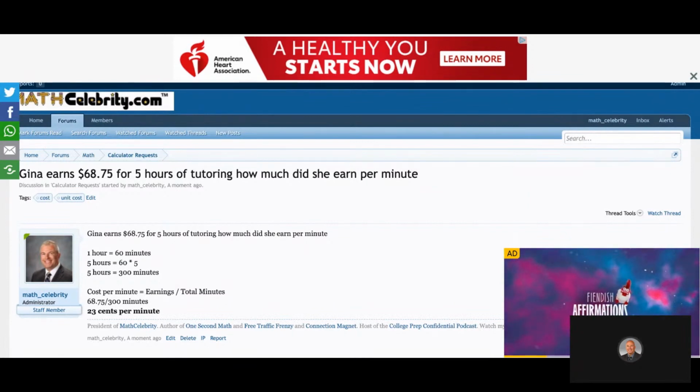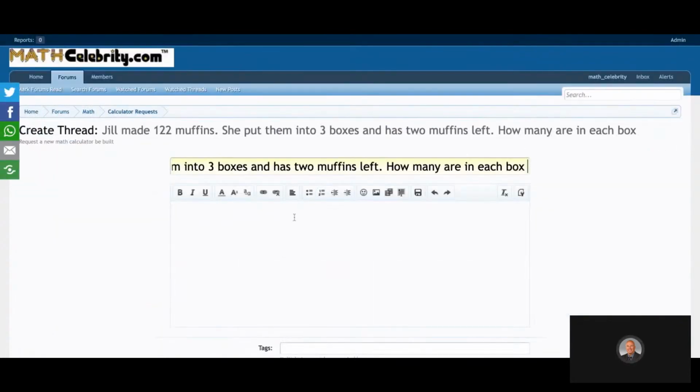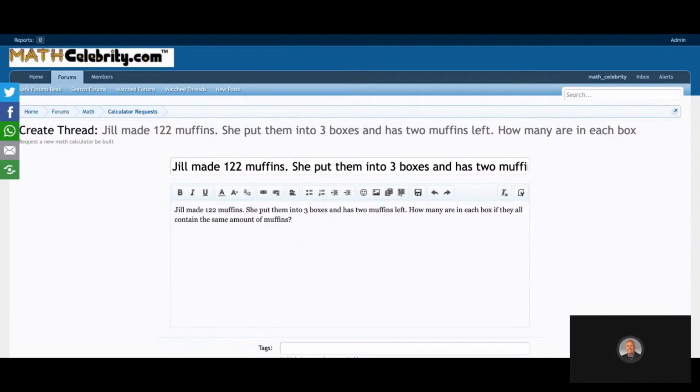Let's see what we got here. All right, this is a good one. Another one that pops up all the time in pre-algebra. So we've got Jill made 122 muffins. She put them into 3 boxes and has 2 muffins left. How many are in each box if they all contain the same amount of muffins?